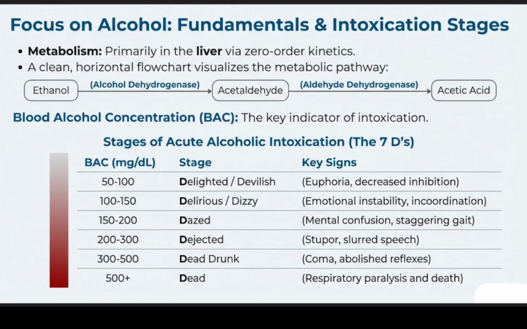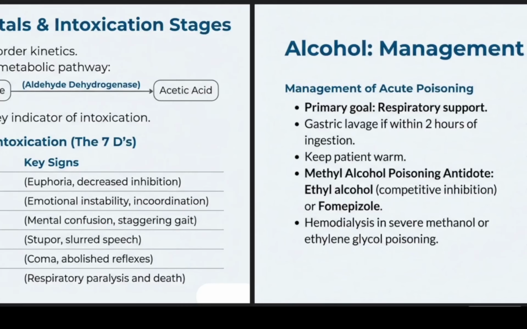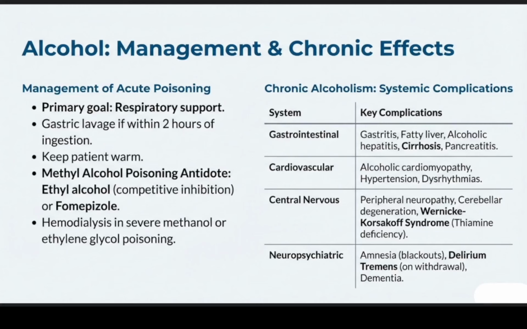So how are you going to manage alcohol poisoning and its chronic effects? Basically, we are supposed to give respiratory support. Gastric lavage is supposed to be done within 2 hours of ingestion. Keep the patient warm. Always remember, for methyl alcohol, what is the antidote? Ethyl alcohol, because of competitive inhibition. Or you can even give fomepizole. Hemodialysis can be done in severe methanol and ethylene glycol poisoning.